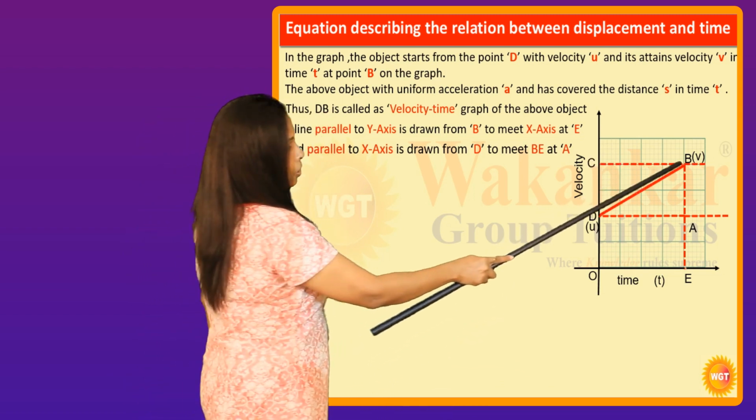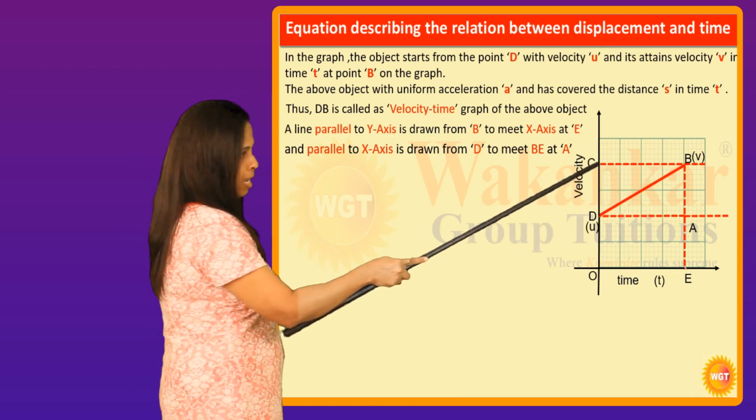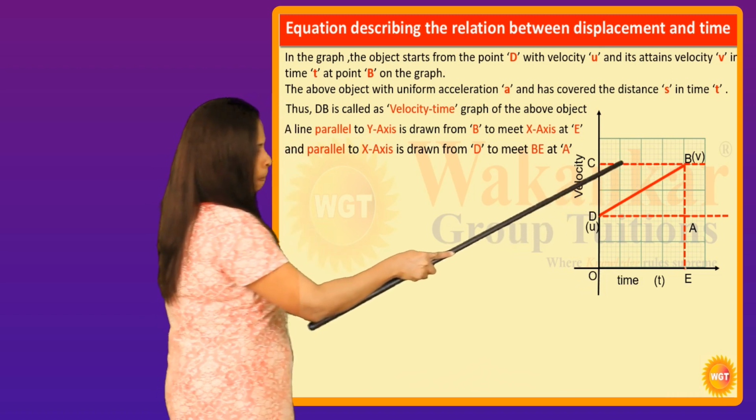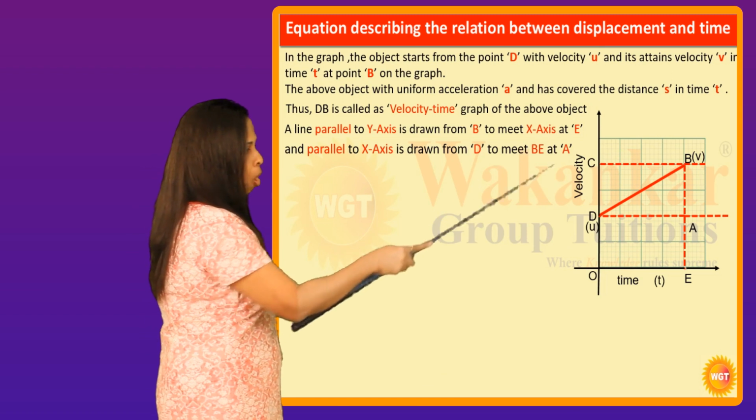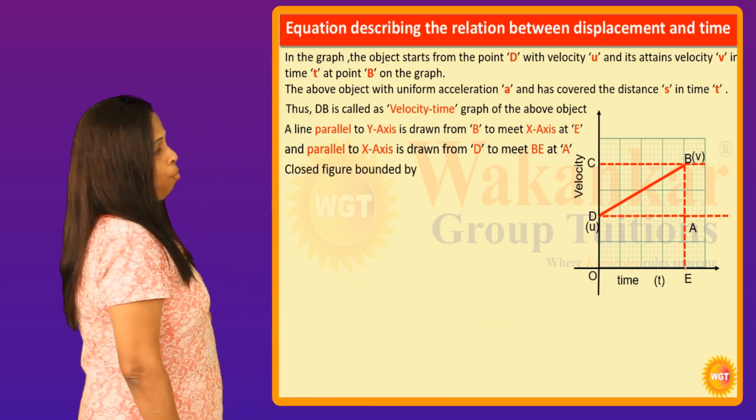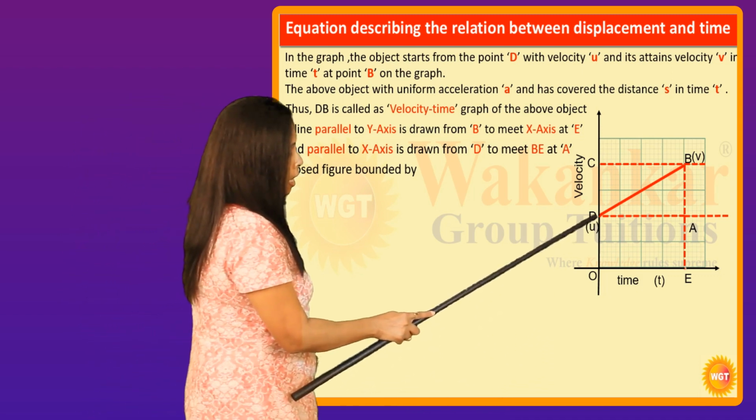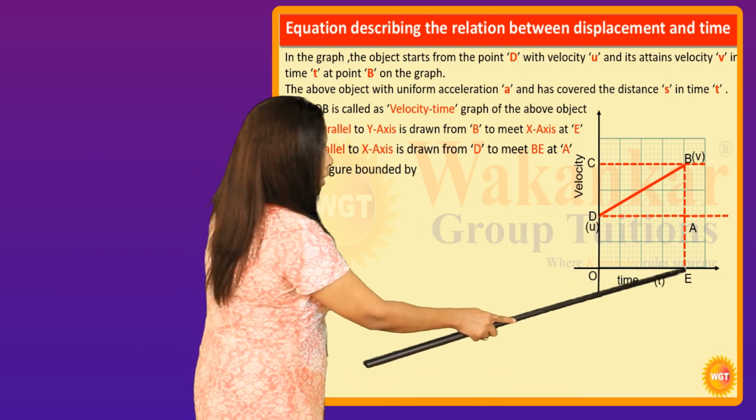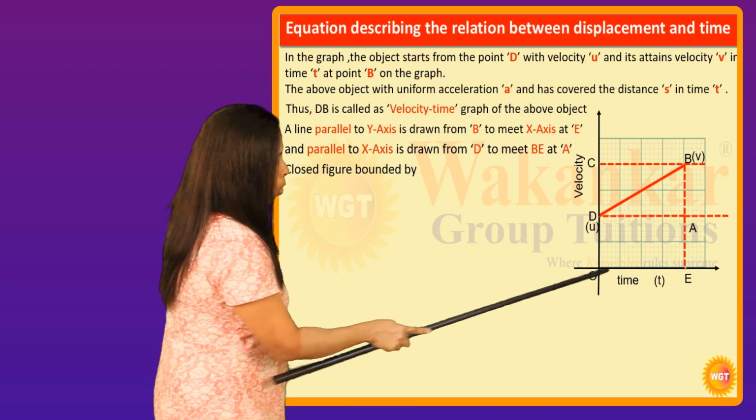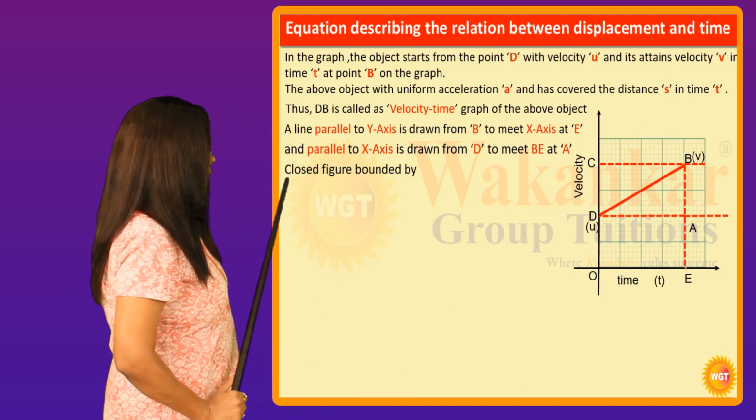There is one more line, children, starting from point B, which is parallel to the x-axis, and this line meets at C on the y-axis. Now, what do we see here? We see D, O, E, B. I repeat, D, O, E, B. Now, what is this? Let's read.